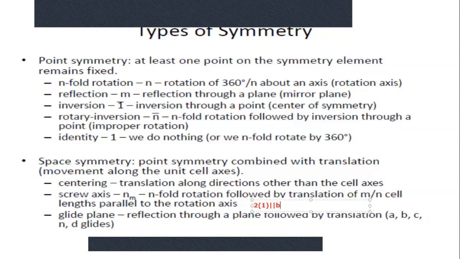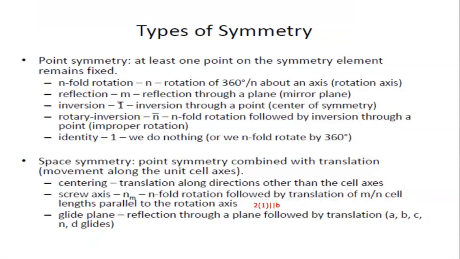So it's a rotation and then a translation. Whatever axes you rotate about, you translate over on the other axis. And then a glide plane is a reflection followed by a translation. And we have different ones.